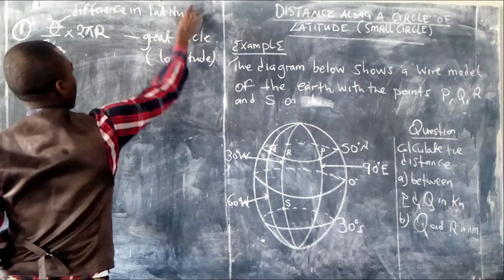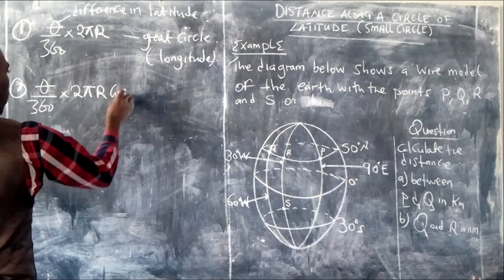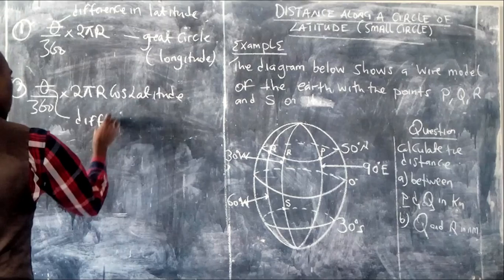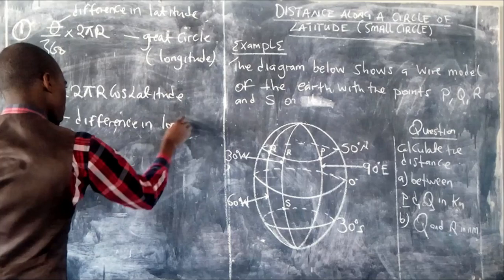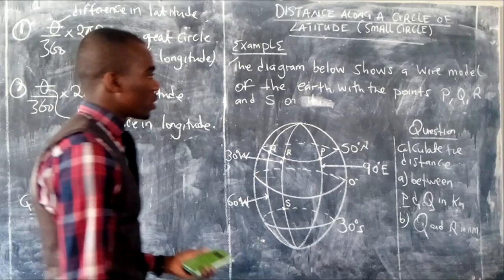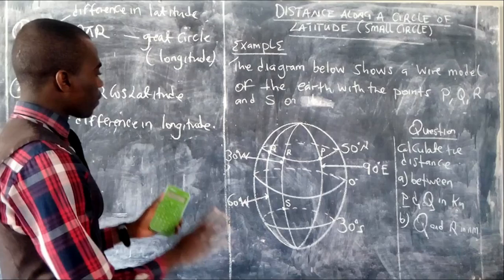Then the second formula is theta over 360 multiplied by 2 pi r cos latitude. So this theta here is the difference in longitude. Once we understand these two concepts, and also the fact that when you are finding distance in kilometers, the R to use is 6370, and when you are finding it in nautical miles, the R to use is 3437, that will help you sort out different types of questions.